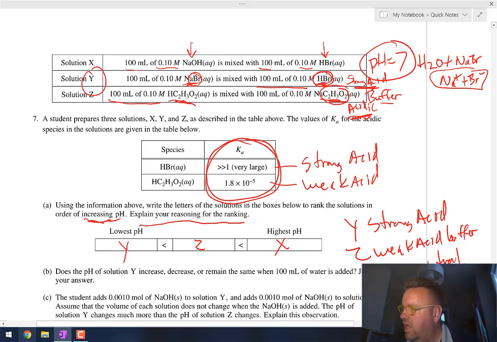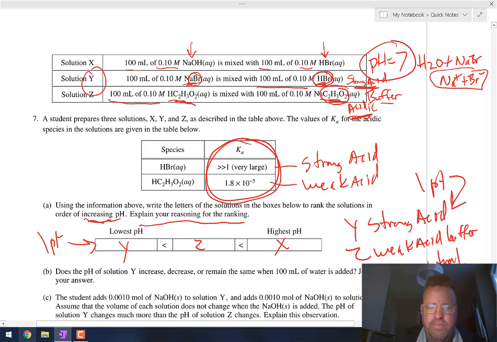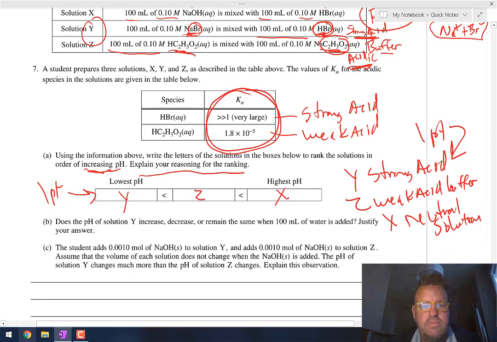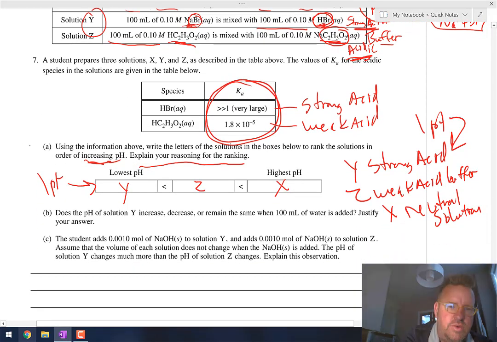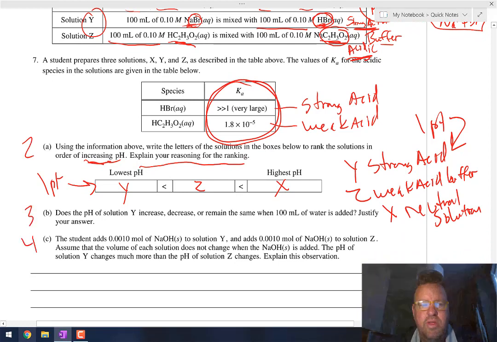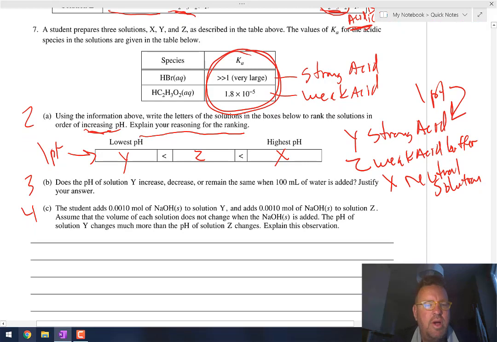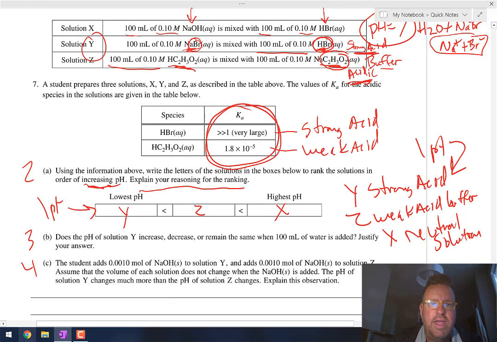And they did award you 2 points for this. 1 point for having the order correct, Y, Z, X, and then another point for your explanation here. So that's worth 2 points, and then part B and C are each going to be worth 1 point. Okay, part B, does the pH of solution Y, so solution Y again is our strong acid solution.